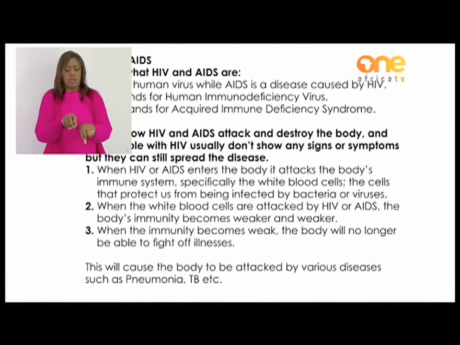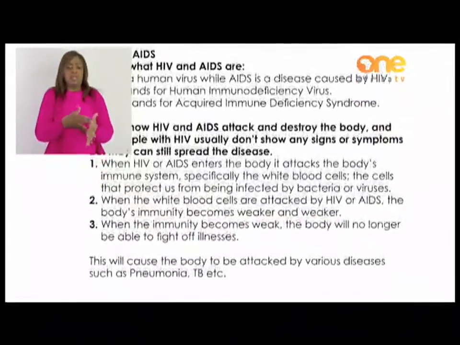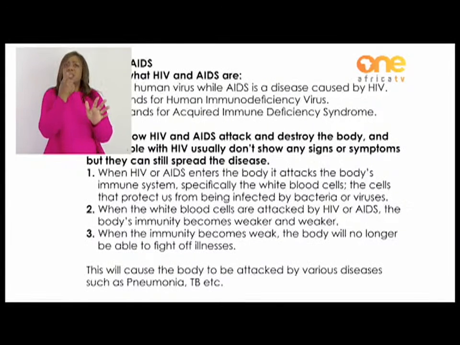It says, when HIV or AIDS enters the body, it attacks the body's immune system, specifically the white blood cells. These white blood cells are the ones that protect our body from being infected by bacteria or viruses. However, when the white blood cells are attacked by HIV or AIDS, the body's immunity becomes weaker and weaker. When the immunity becomes weak, the body will no longer be able to fight against illness. Therefore, different diseases such as TB will just pop up in the body. That's how HIV and AIDS attack and destroy the body.